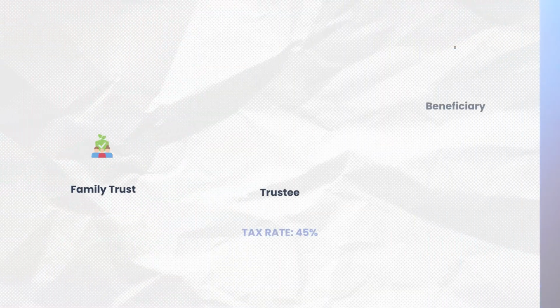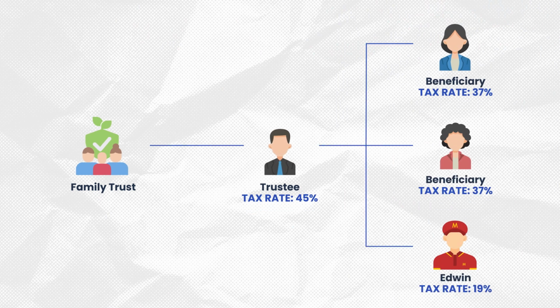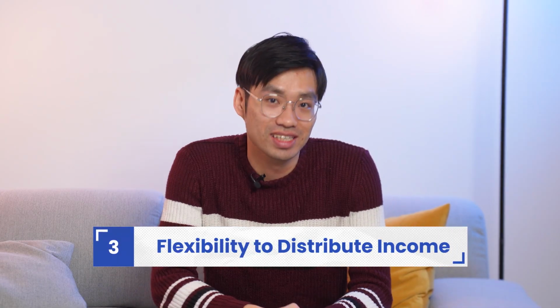For example, if my son Edwin, who works part-time at McDonald's, has a lower marginal tax rate, I will be able to distribute more income to him so that he can pay taxes at a lower tax rate, if it is within ordinary family or commercial dealings. By splitting the income tax allocation, the trustee can effectively minimize the general tax obligations of the family members who benefit from the trust. And lastly, the flexibility to distribute income as they see fit.